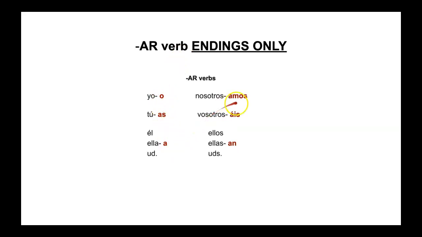O, as, a, amos, áis, an. In Spanish, we are going to learn to conjugate verbs 6 different ways for each verb tense we learn, and we are learning the present tense, so talking about doing things in the present tense. So make sure you've got access to these endings so that you can use them. We're not going to do too much today, but I am going to have you conjugate some verbs for me 6 different ways. Or as I like to say, I'm going to have you chart them out for me.